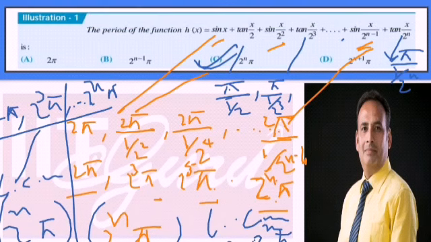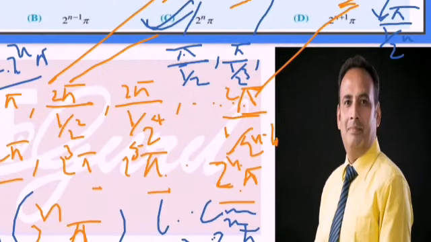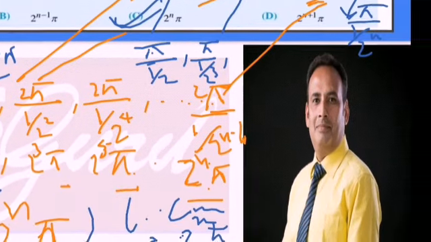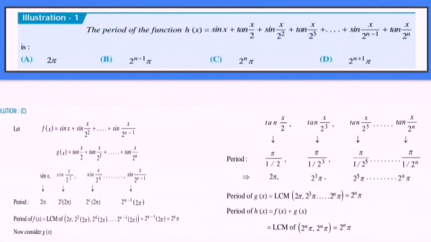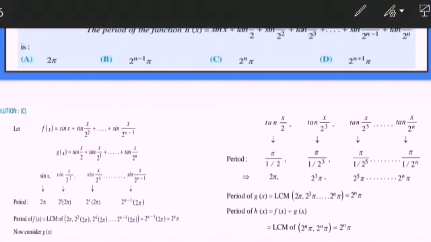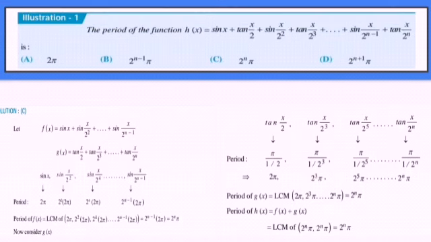So hope you are getting it. If you are still not getting it, then you can go for this solution. Let me present the solution. This is illustration one. If we see here, this is the period of the function you have to find. You can see over here, option C is correct.